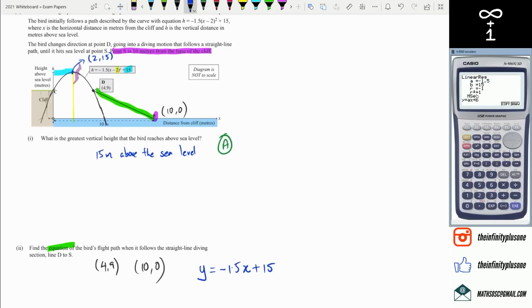Grades wise, this is a merit question. I guess it's a merit question because you've got to actually derive that (10, 0) as a point and then try and work it out. For achieved, you're looking at just the gradient or just the y-intercept calculated. So that could get you an achieved. But otherwise, you end up getting merit for this question.